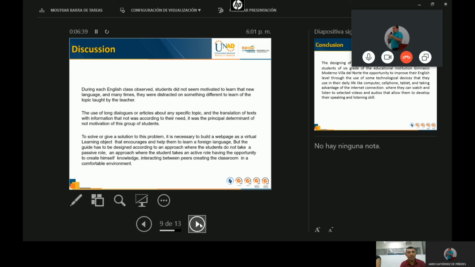To solve this problem, it's necessary to build a web space as a virtual learning object that encourages and helps them to learn a foreign language, but the guide has to be designed according to an approach where the student does not take a passive role. An approach where the student takes an active role, having the opportunity to create, construct knowledge, and interact with peers, creating the classroom in a comfortable environment.